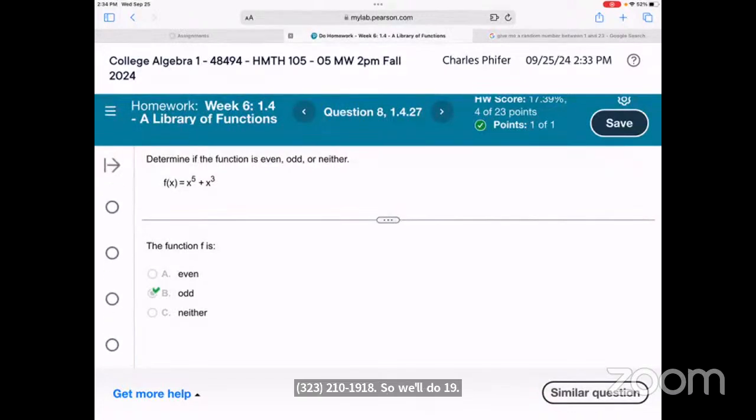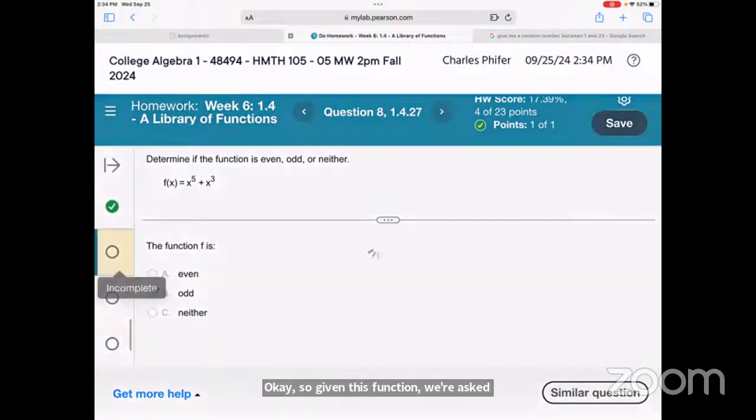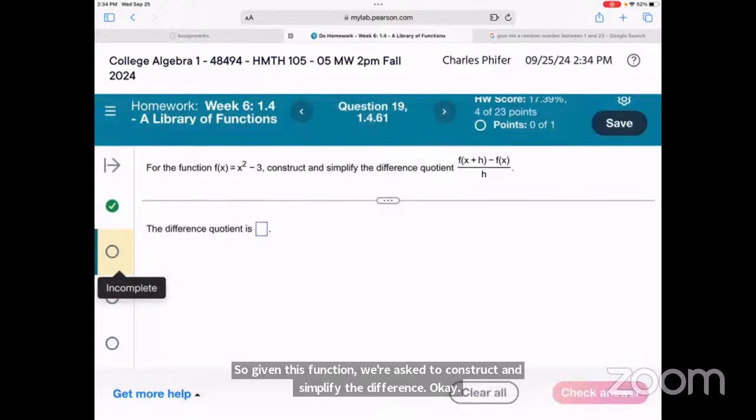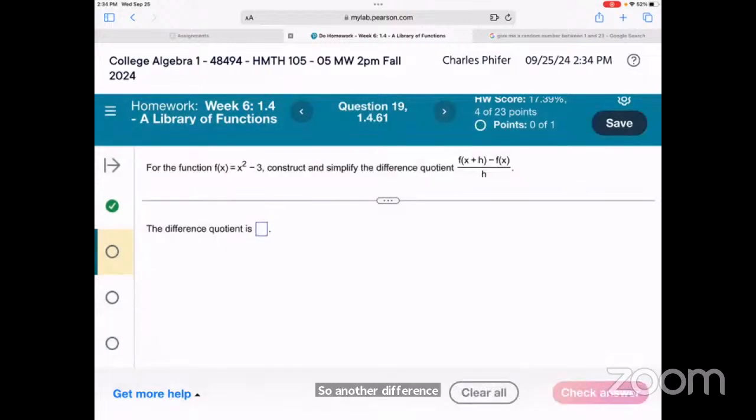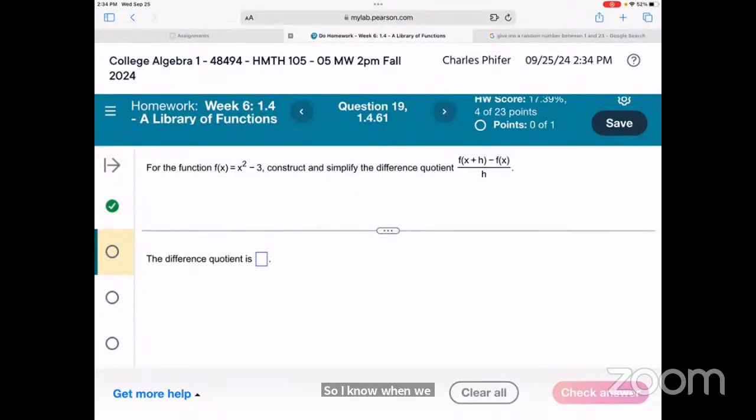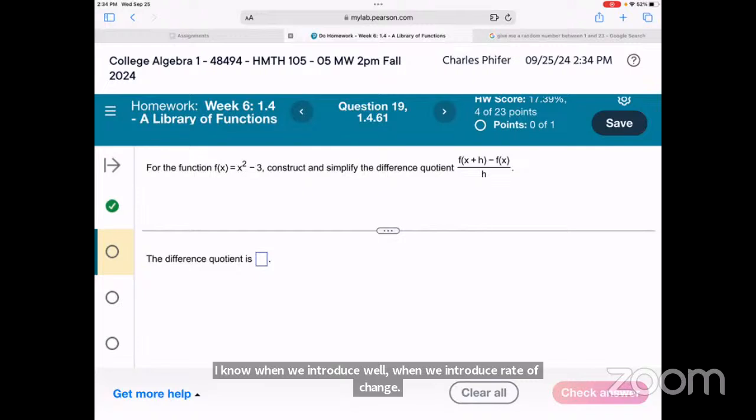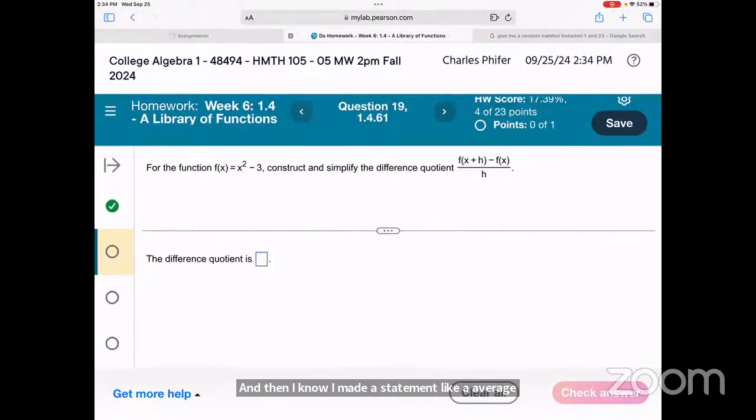Okay. So given this function, we're asked to construct and simplify the difference quotient. Okay. So another difference quotient, but this one, let me give a little bit of context here. I know when we introduced average rate of change, I made a statement like average rate of change is essentially the slope between 2 points, right? And so difference quotient is a similar thing, right? We're going to be able to generate 2 points.